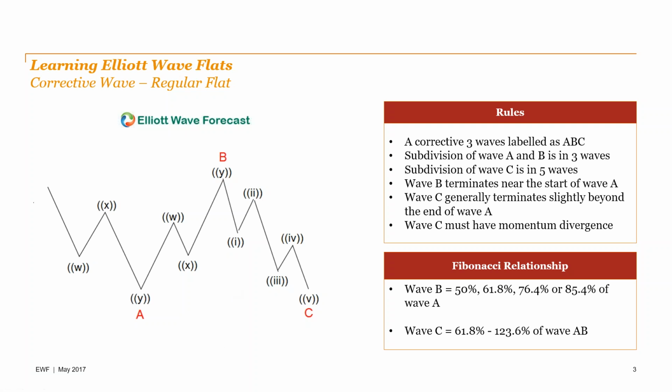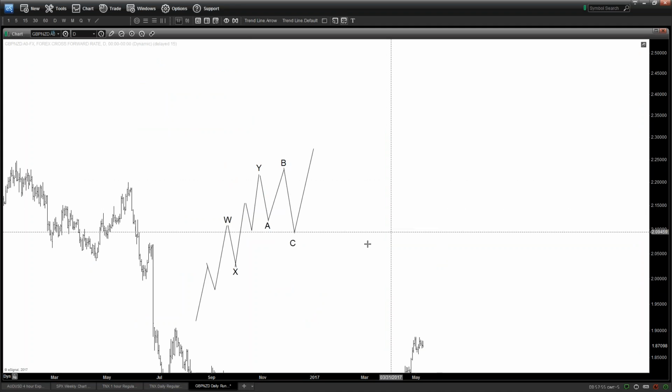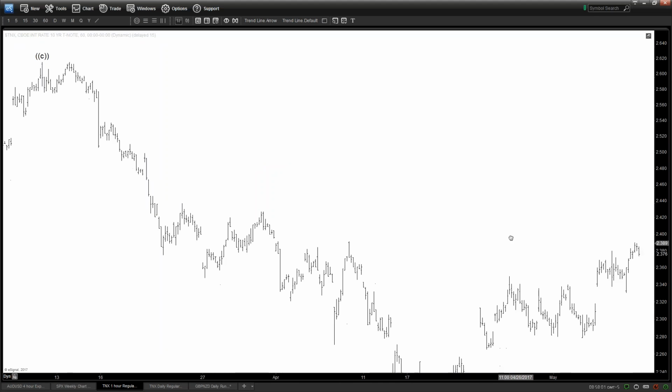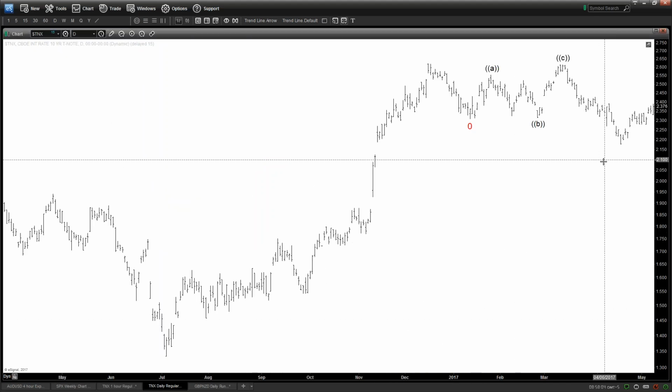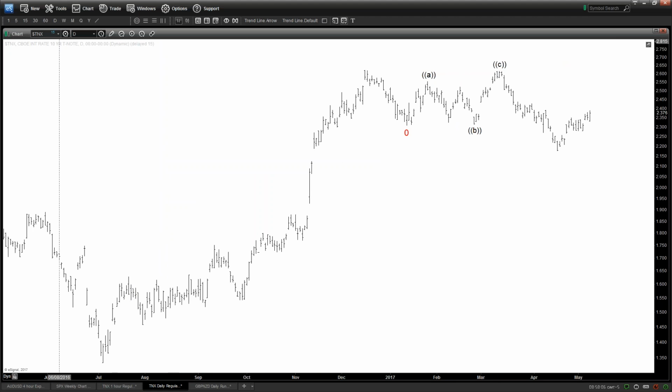Okay, give me a moment here. Let me see what I have as an example. All right, so here we go. This is TNX daily chart. Anybody knows what this chart is? TNX.